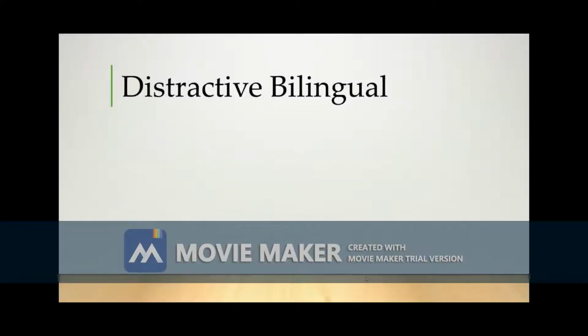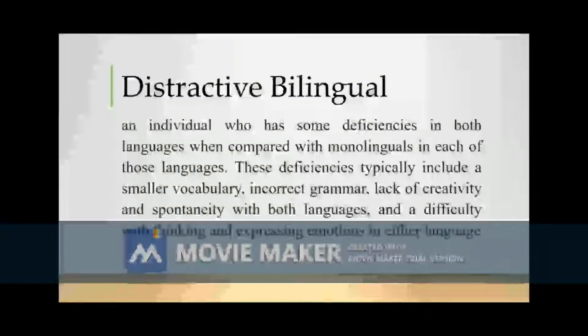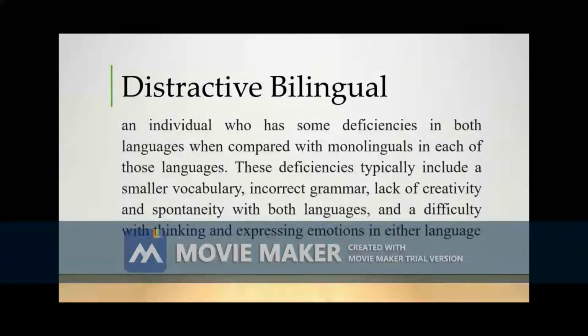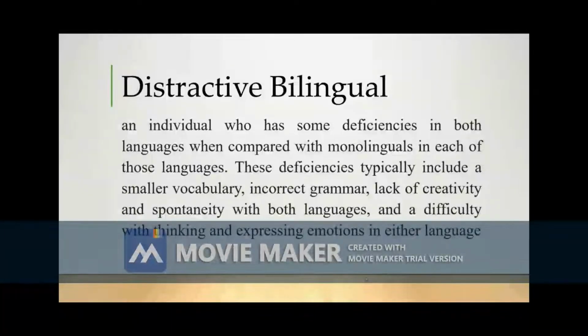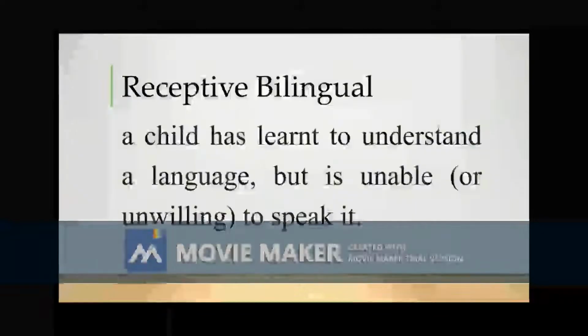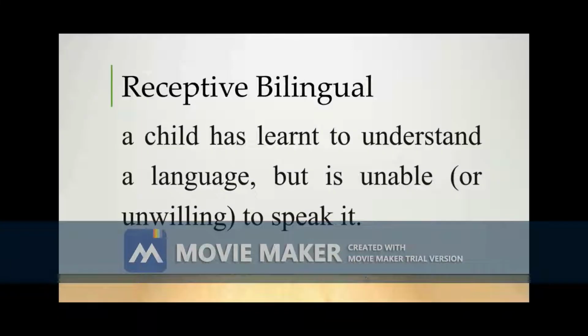An individual who has some deficiencies in both languages when compared with monolinguals in each of those languages. This deficiency typically includes a smaller vocabulary, incorrect grammar, lack of creativity and spontaneity in both languages, and difficulty with thinking and expressing emotion in their language. Next is receptive bilingual. A child has learned to understand a language but is unable or unwilling to speak it.